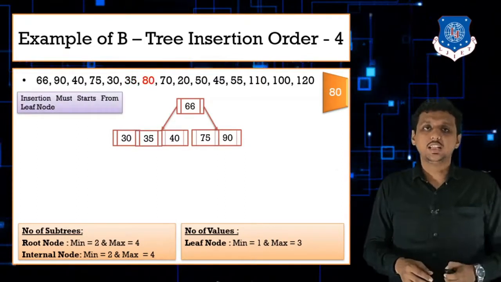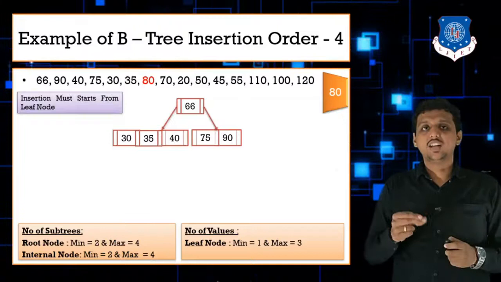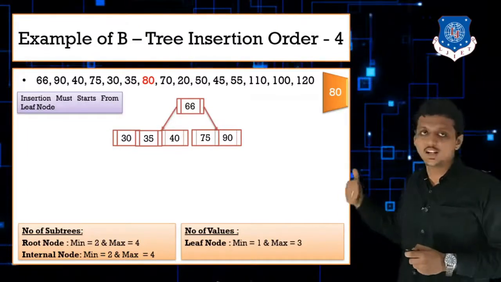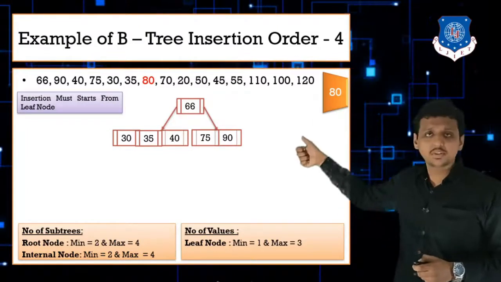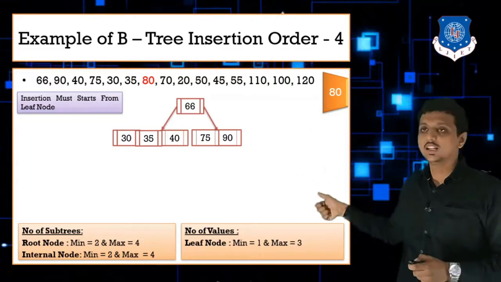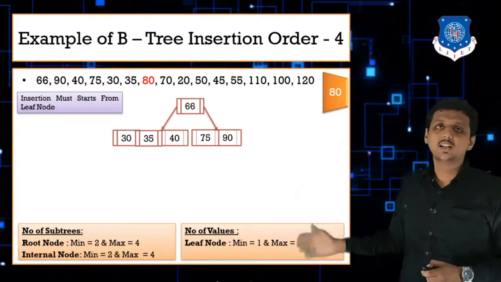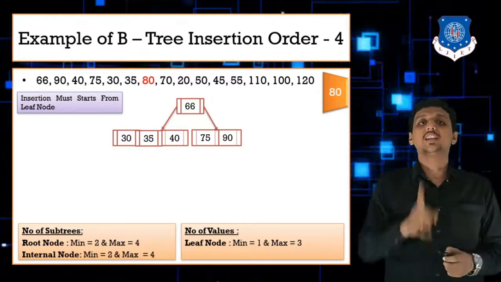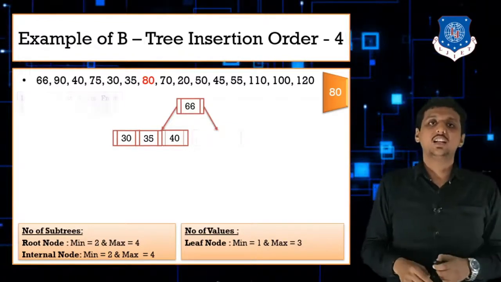Students, on 80, where do we need to check? Where we need to check is on the right side of the 66. Students, on the right side of the 66 we have 75 and 90. So we have one space left over there, so we can insert 80 over there.